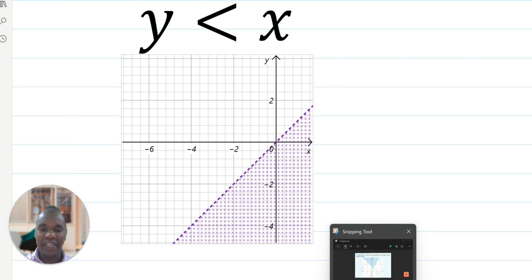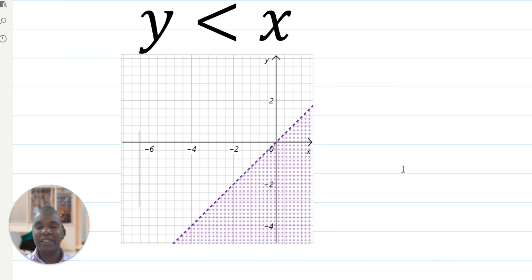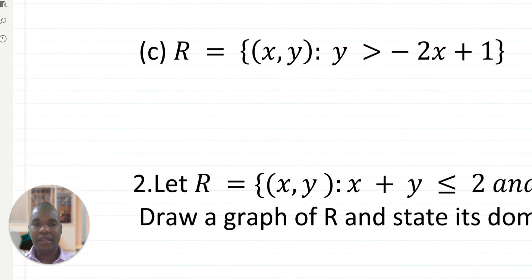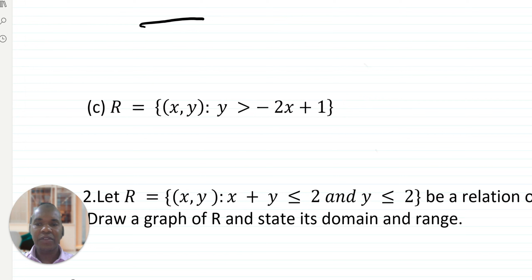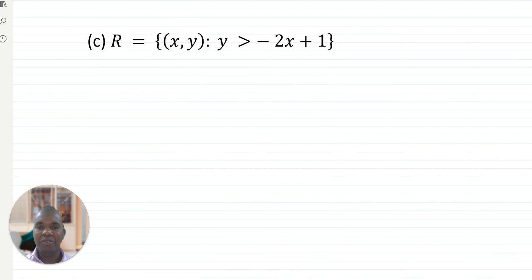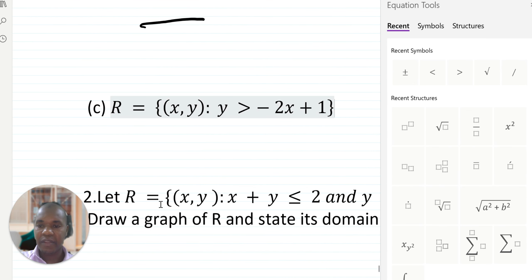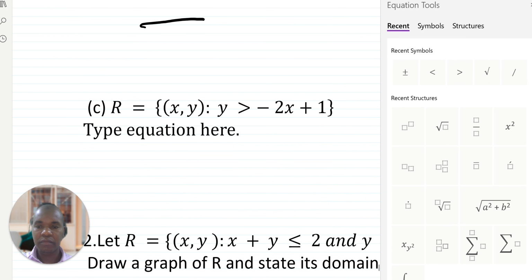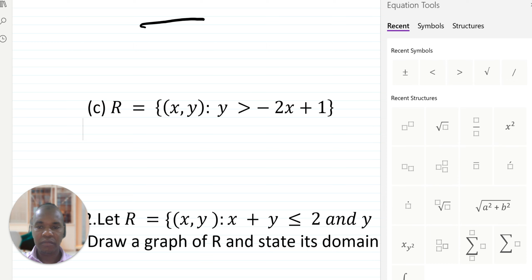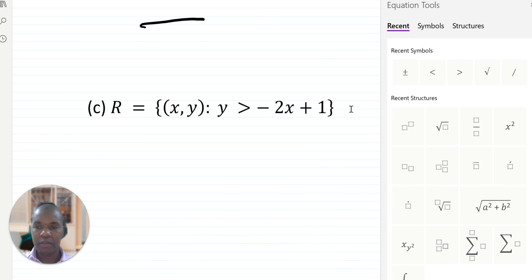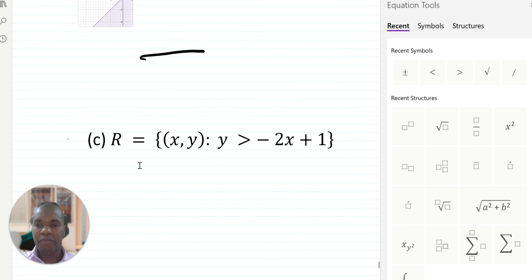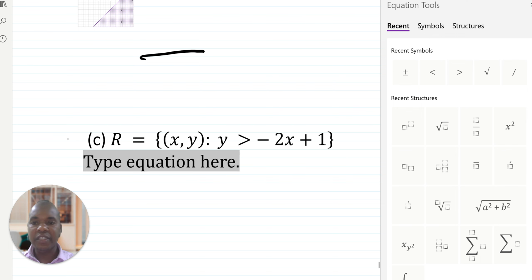I continue with the next one. This is the next one. So how do we sketch it? Bear with me. I'll just write the equation as it is.